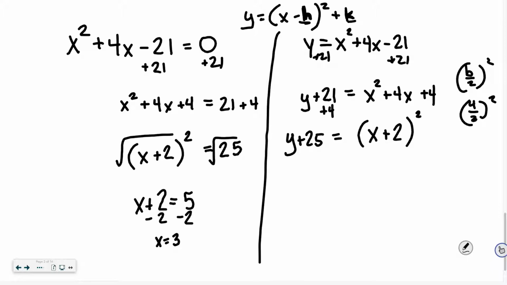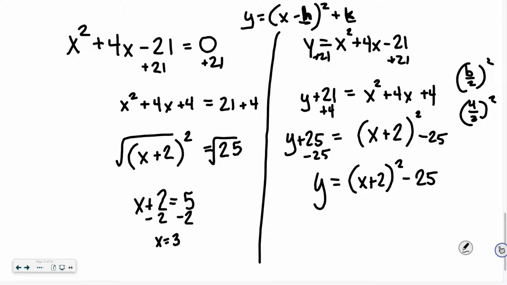And then the last thing I would do to get the vertex form would be what? Just subtract the 25. So vertex form, this equation is y equals x plus 2 to the second power minus 25, which means, what's the vertex of that equation?